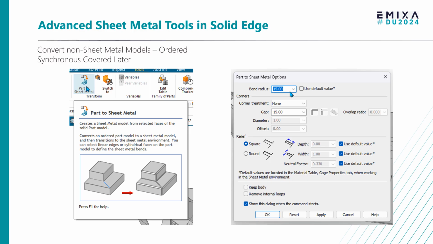So, advanced tools in sheet metal. There are some really nice tools. If you haven't got an exact idea what to do, one of my favourites is the convert non-sheet metal models. So this is in ordered. We'll also have a look at how we can do this in sheet metal.